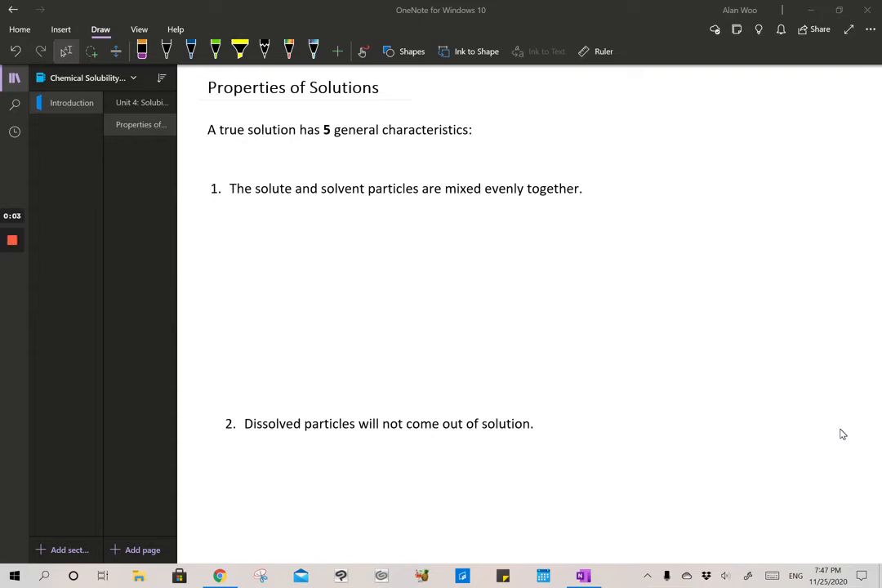Hey there everyone. In today's class, we're going to look at some properties of solutions. Now, in your notes package, you should have a section that says properties of solutions, and I list 5 general characteristics or properties. I want to take a bit of time to just go through some of these together so that you have a better understanding of what these general characteristics are.